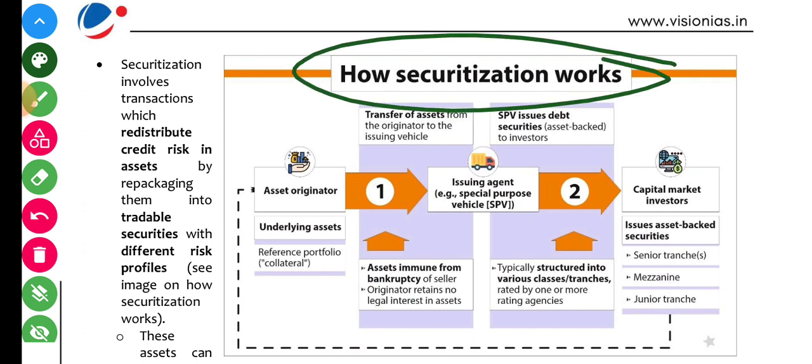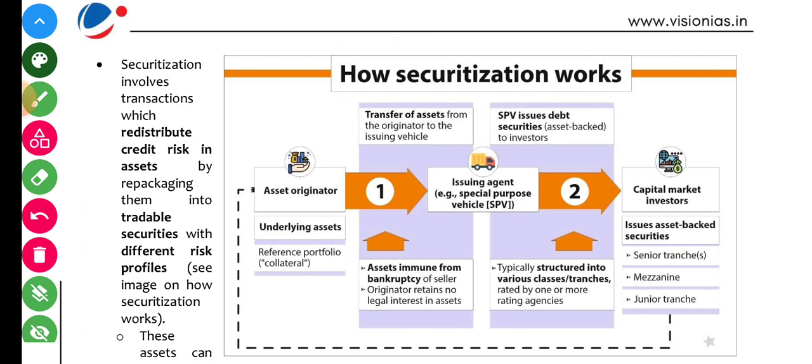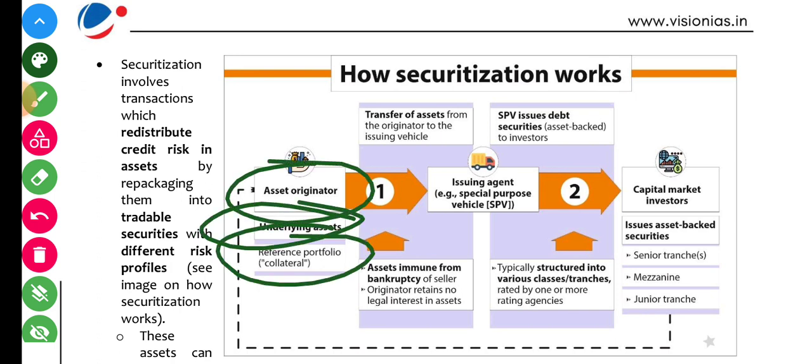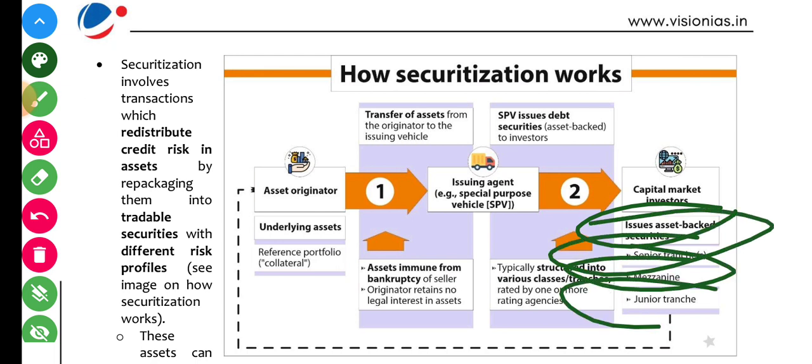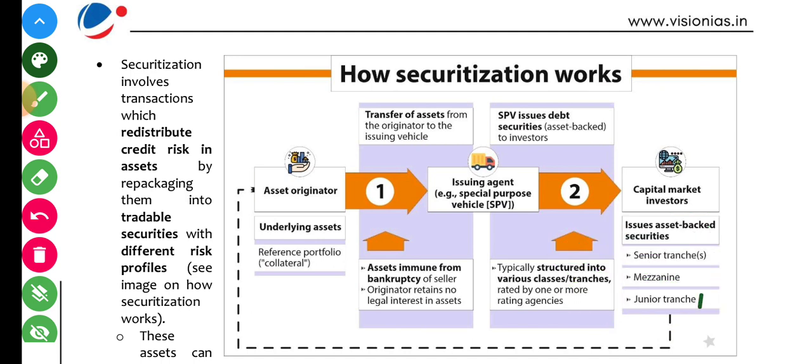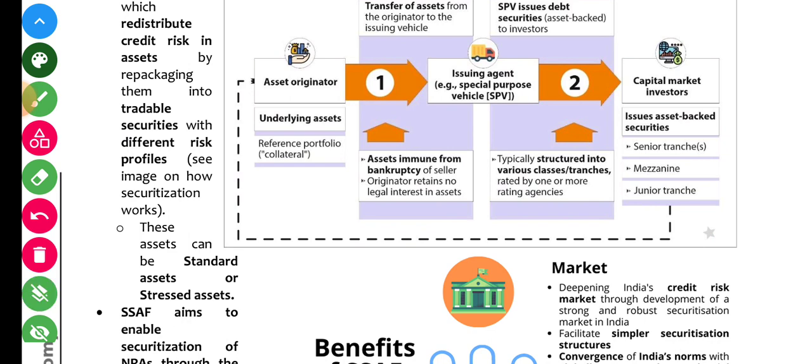How does securitization work? Here are the underlying assets: reference portfolio, collateral and the asset originator. The second process is the servicing agent, the special purpose vehicle is here, and then it transfers to the capital market investors. Okay, so it issues asset-backed securities: senior tranche, mezzanine and then junior tranche, and then sends it to the asset originator again.